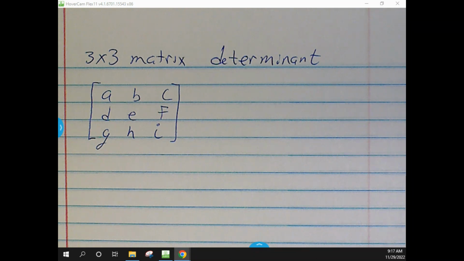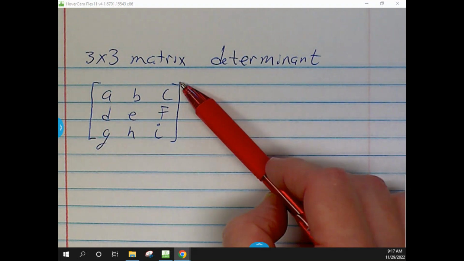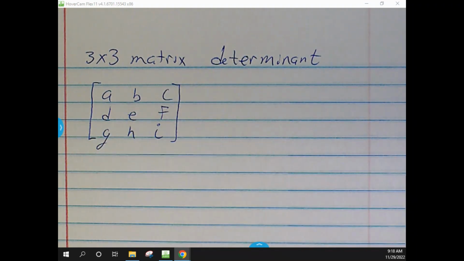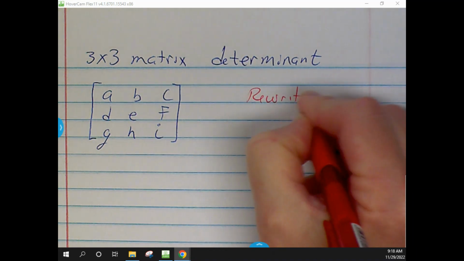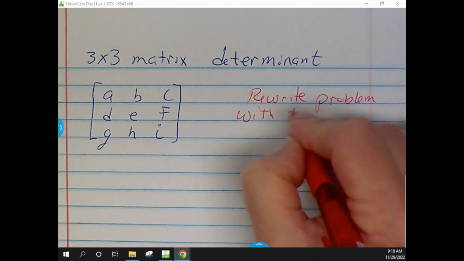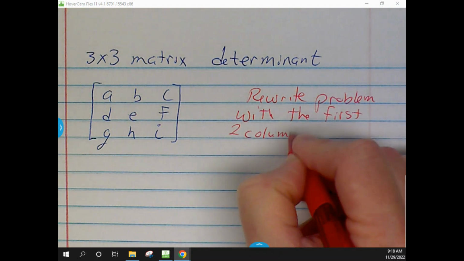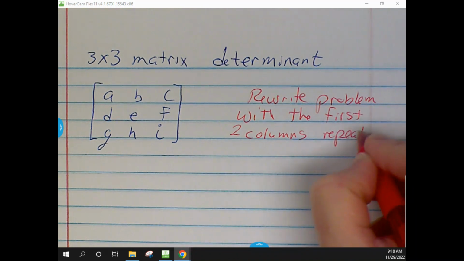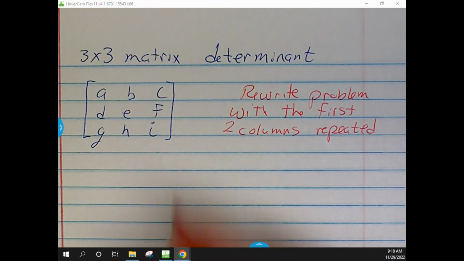Okay, so right now, if you start doing cross products, you can only do one here and one here, right? Because you don't have enough numbers or letters to multiply three numbers by three numbers. So to get it to line up that way, you're going to have to rewrite the problem with the first two columns repeated on the right of the original matrix.